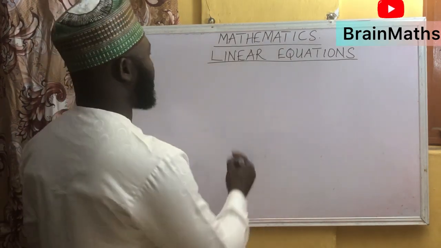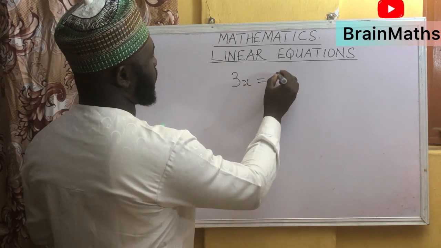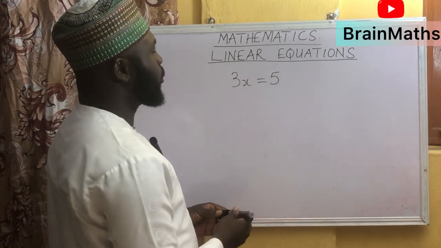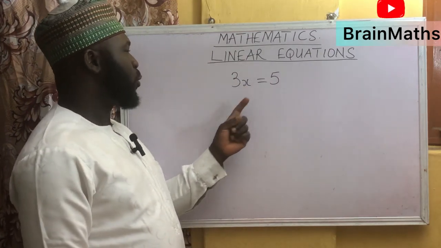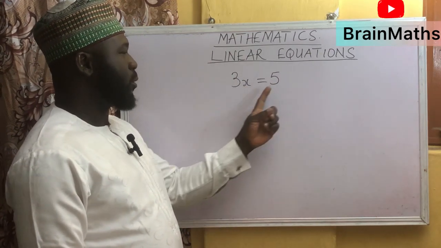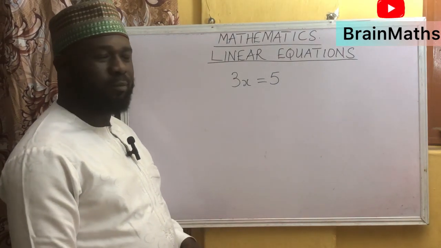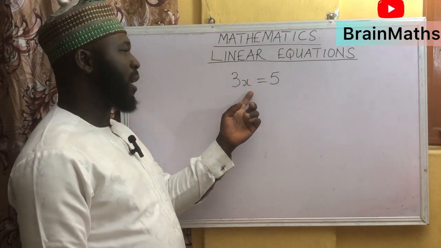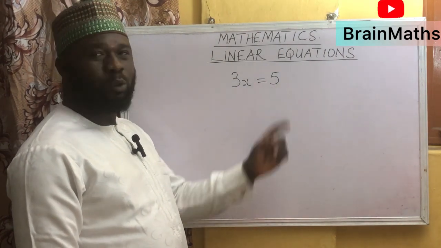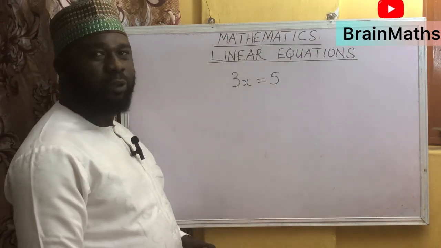For instance, if I say 3x equals 5, we want to confirm the value of x that will multiply by 3 that will give us 5. That is the meaning of that expression. Whenever you multiply 3 by x, the value will give you 5. And that 5 is equal to 3x.